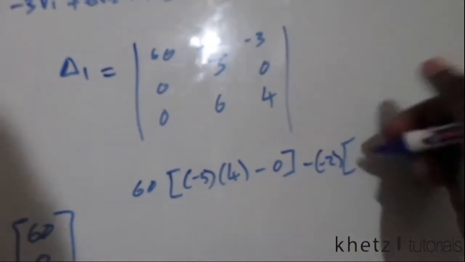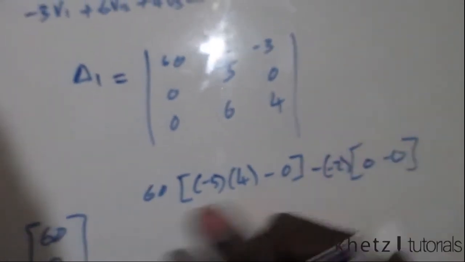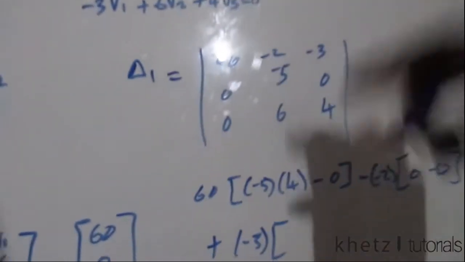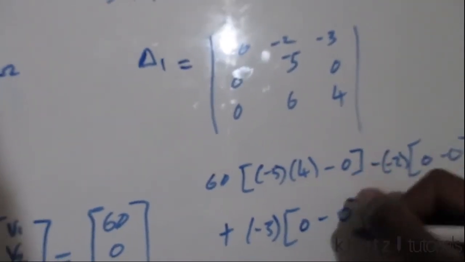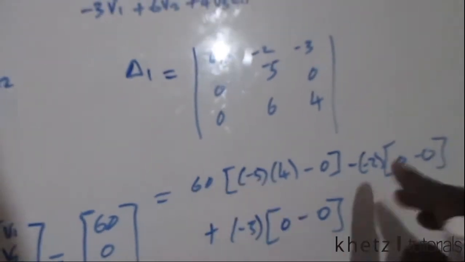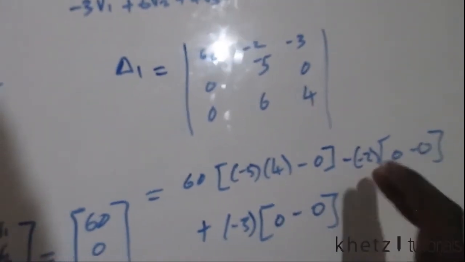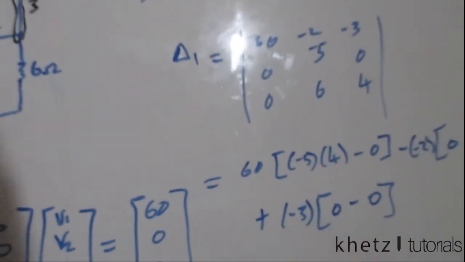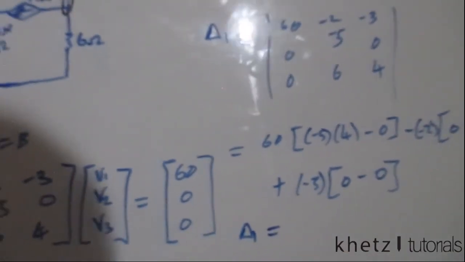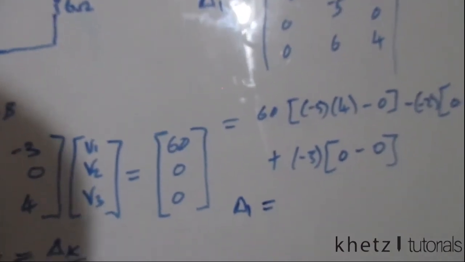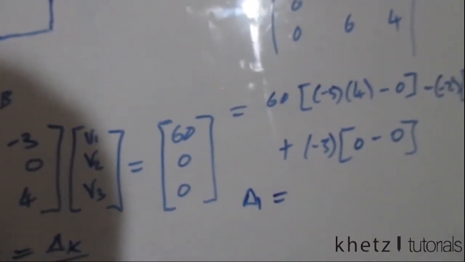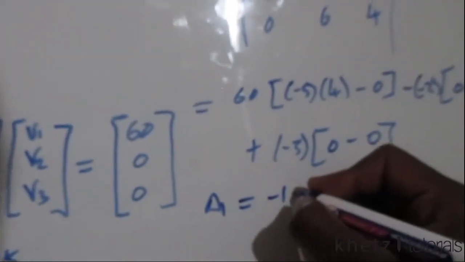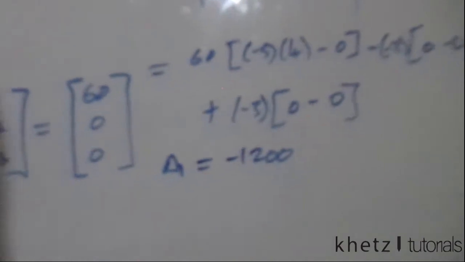So you're going to have 0 minus 0. Finally, then we're going to have 0 minus 0. So the only term here which is available, because the others are going to be 0 multiplied by that, is this one. So determinant 1 is going to be equal to, let's put that into your calculator quickly, 60 multiplied by minus 5 times 4, which is negative 1,200, right?